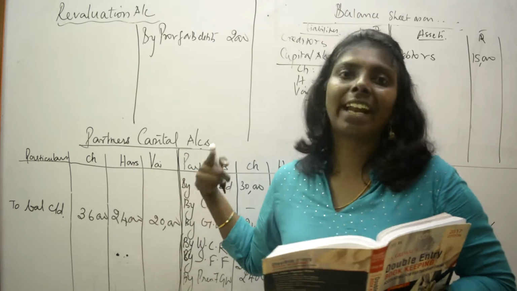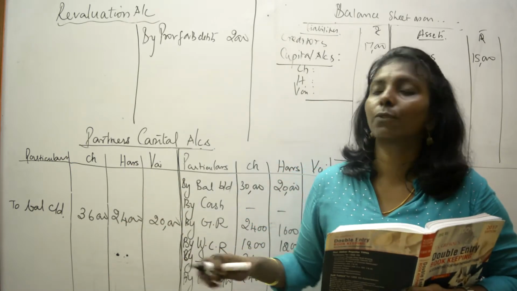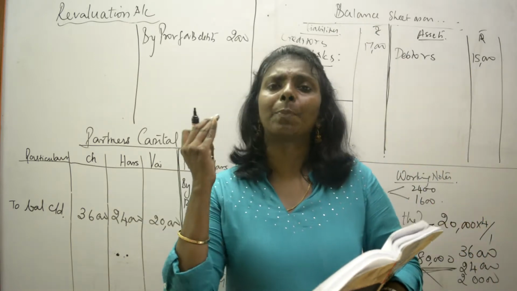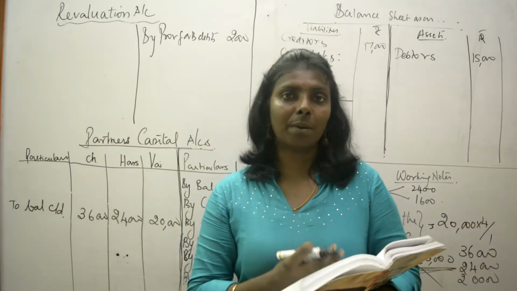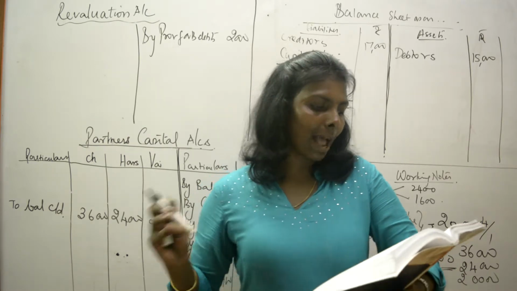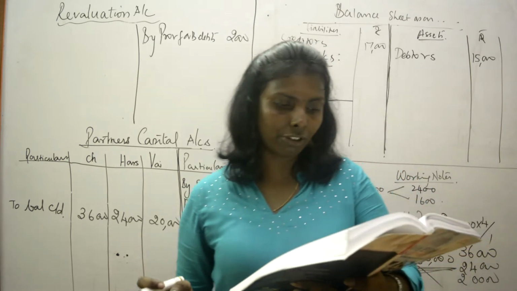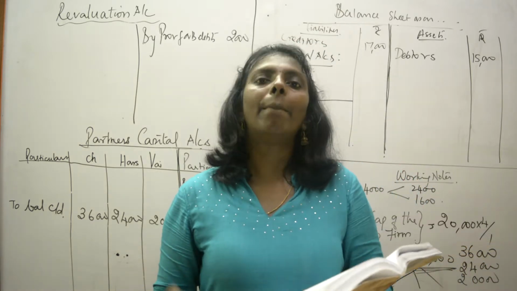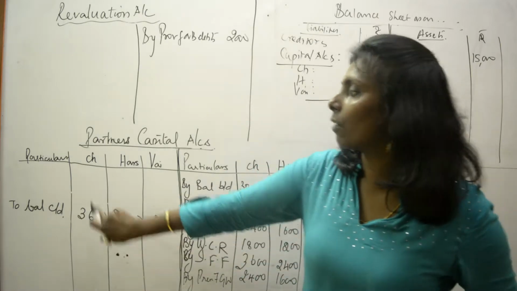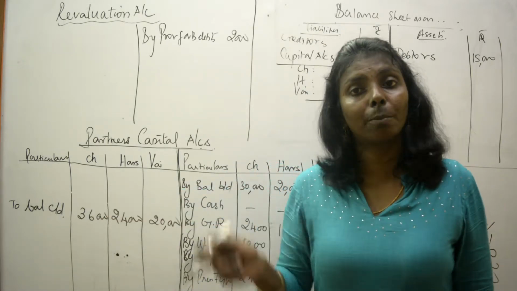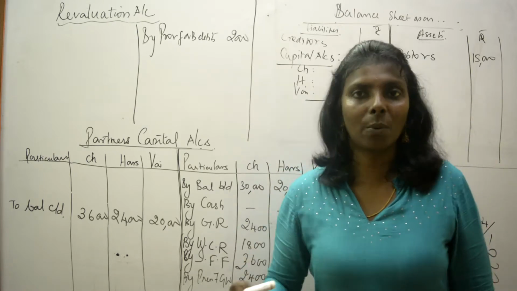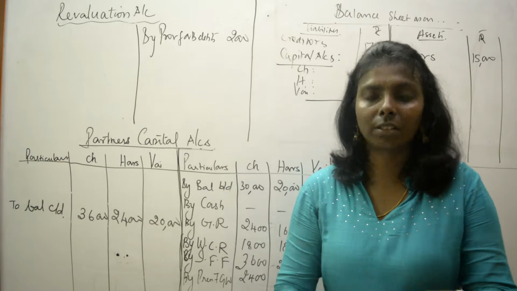So if at all we get a difference, generally it is transferred to cash account, meaning they have to withdraw or bring in. But if the problem specifically says adjustment has to be made through current accounts, if you look into this problem, they have mentioned in the last point, capital accounts of Charu and Harsha has to be adjusted on the basis of Vaishali's capital by opening current account. So when this is mentioned, then the balancing figure you don't transfer to cash account, instead you put it to current account when the problem specifically states. Unless and otherwise, you transfer to cash account.